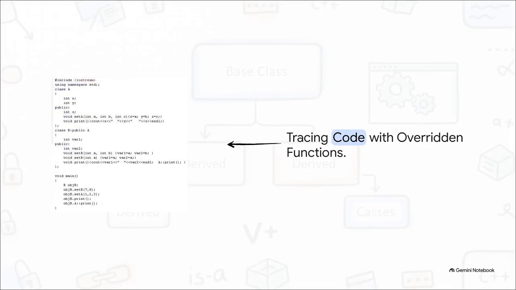Let's put on our compiler hats for a second and trace this out line by line. We've got a derived object, obj. First up, obj.setB(7, 8) sets the derived class variables var1 and var2. Next, obj.setA(1, 2, 3) calls the inherited base class function to set x, y, and z. Then we hit obj.print(). Because class B overrides print, it executes its own version, which outputs var1 and var2. But check out that last line in main, obj.A::print(). That forces the program to entirely bypass the derived version and call the original base class print function.